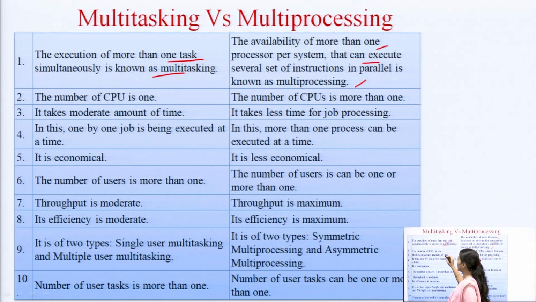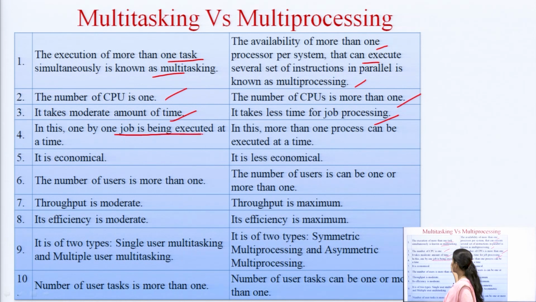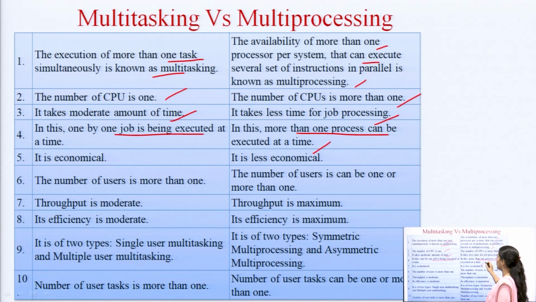Now, obviously, in multitasking the number of CPUs is 1, but in multiprocessing the number of CPUs is more than 1. Multitasking takes a moderate amount of time and multiprocessing takes less time for job processing, because there is no switching between the tasks, but there is the availability of multiple processors. So, many tasks can be executed simultaneously. In multitasking, one job is executed at a time. In multiprocessing, more than one process can be executed at a time.